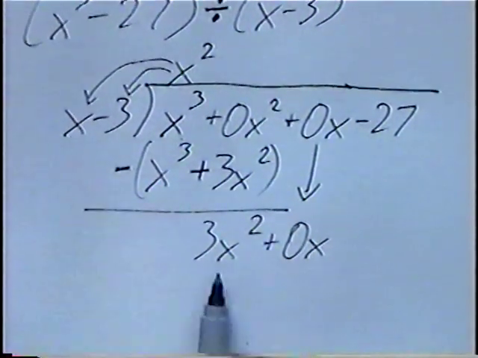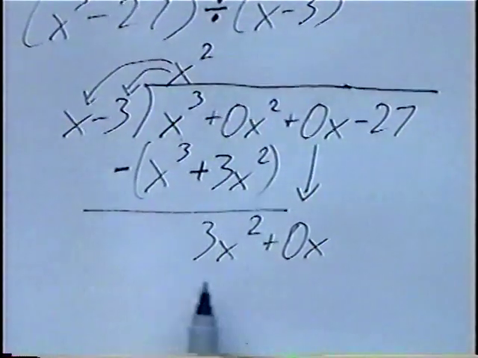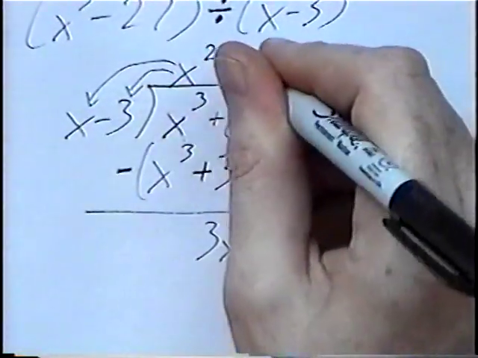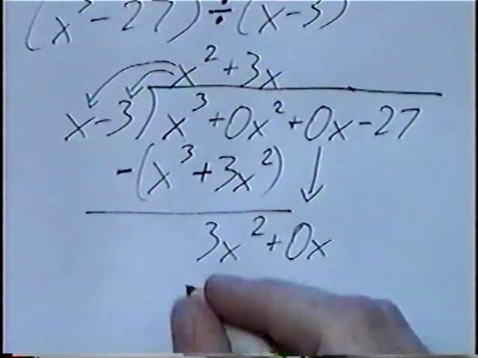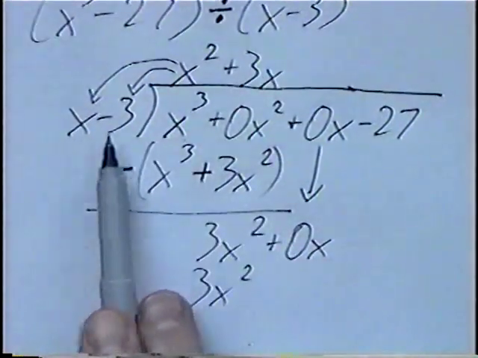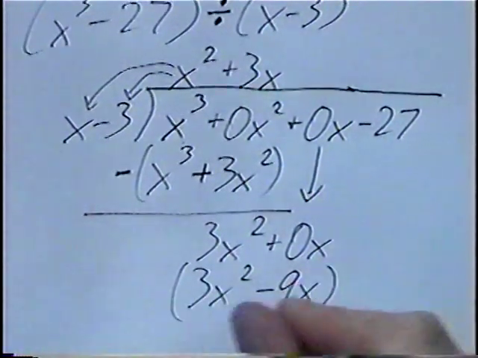Again, we'll divide x into 3x squared, or what term times x would be 3x squared. And that term would be 3x. 3x times x is 3x squared. And 3x times a negative 3 would be minus 9x.